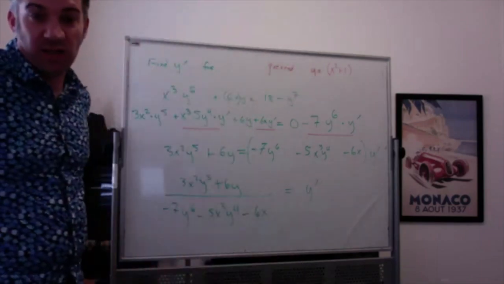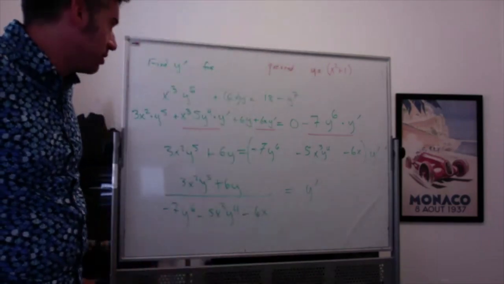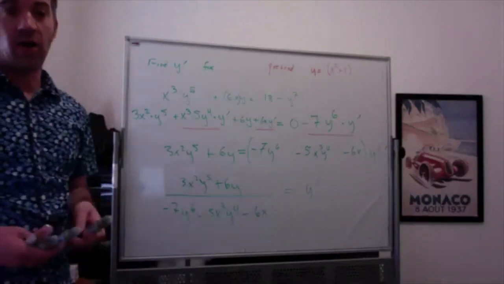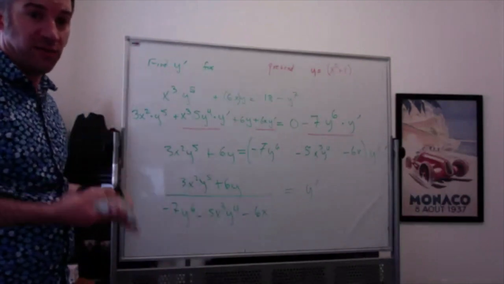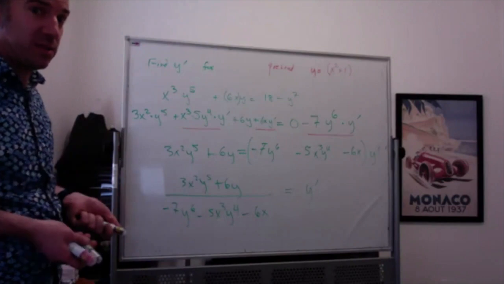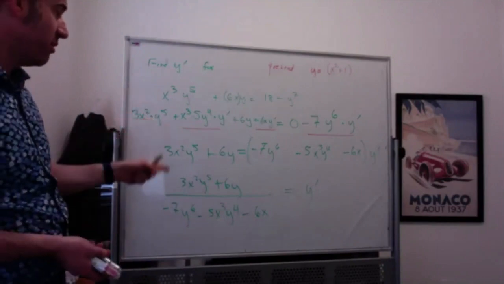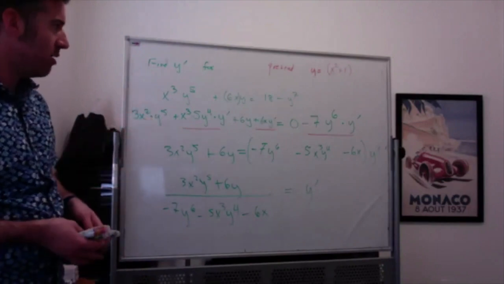So that's the main thrust of implicit differentiation. We can solve equations like this where y is implicitly thought of as a function of x, but cannot be found explicitly. We can still find the derivative in terms of x and y.